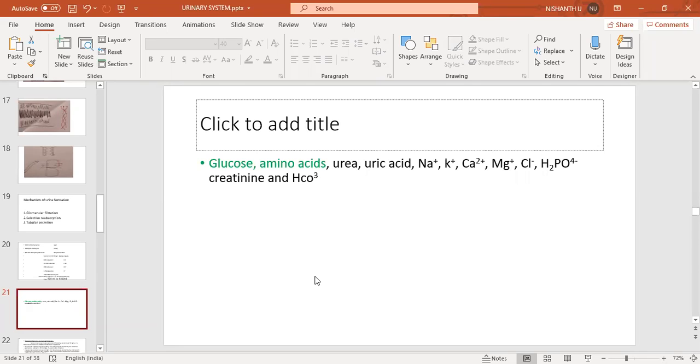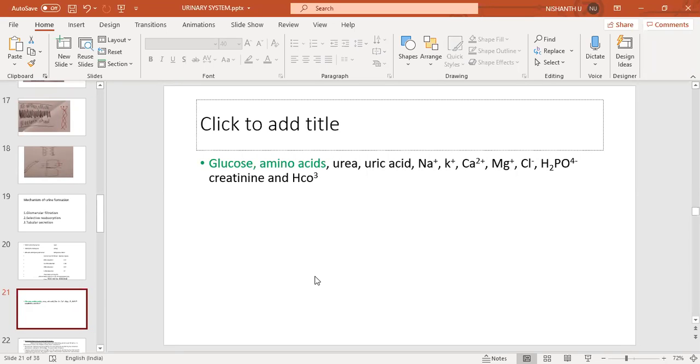But some problem is there here. The problem is both glucose and amino acid have one limit, which we call the renal threshold limit. That means the maximum amount of glucose and amino acid which can be reabsorbed by the kidney is called the renal threshold limit.